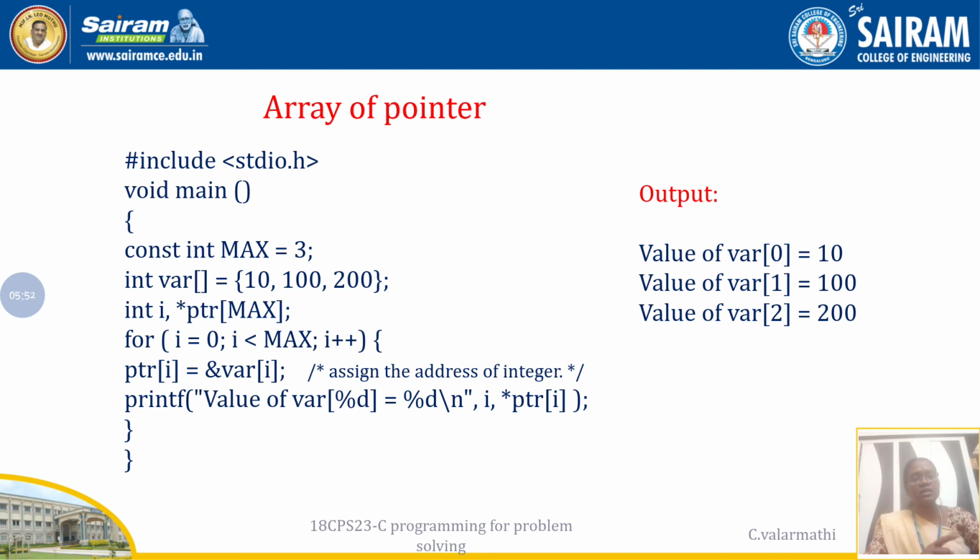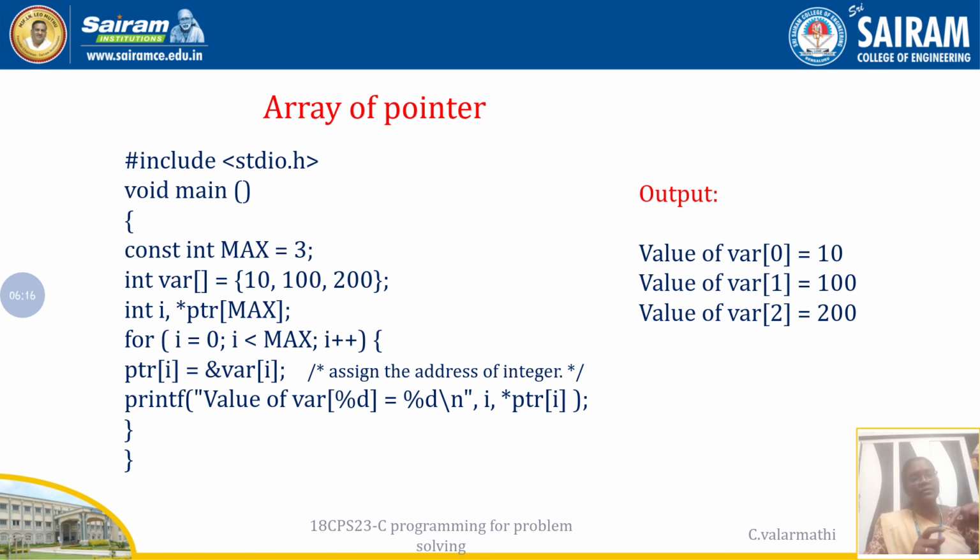So immediately I am printing the values. ptr[i] is equal to the address of variable[i], assigned for each iteration, each time. When i equal to 0, when i equal to 1, when i equal to 2, then when i equals 3, the condition will not be satisfied, so it will exit from the loop. So this is called an array of pointers.